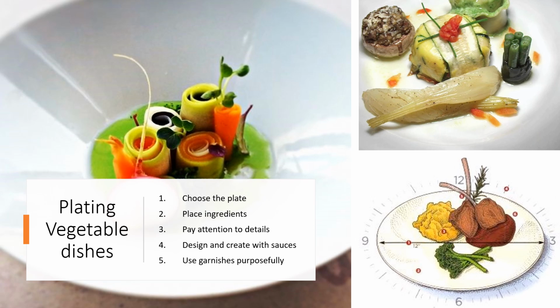There are at least 5 things to consider when plating a vegetable dish. 1. Choose the plate. 2. Place ingredients. 3. Pay attention to details. 4. Design and create with sauces. And 5. Use garnishes purposely.